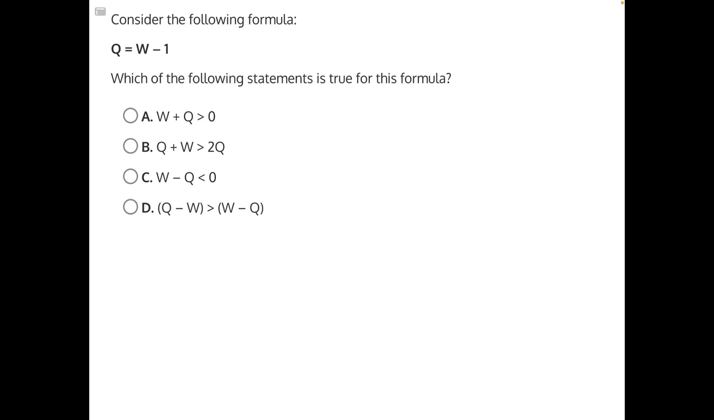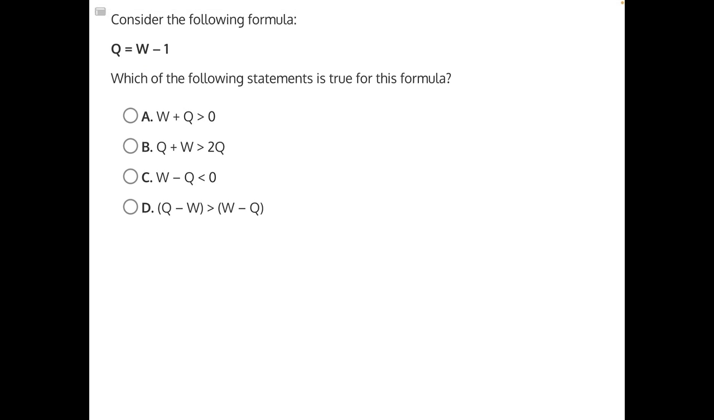Consider the following formula. Which of the following statements is true for this formula? To solve this question, we're going to need to take the value of q given to us here as w minus 1 and substitute that in for every value of q given so that each of our inequalities will only have one variable. That way we can simplify them and tell if they are true or false.